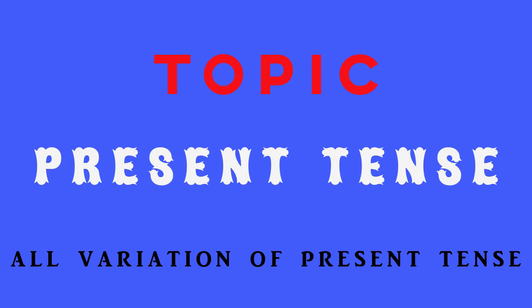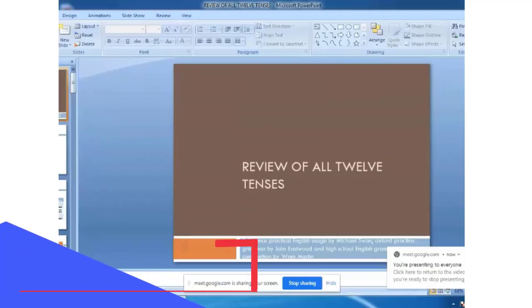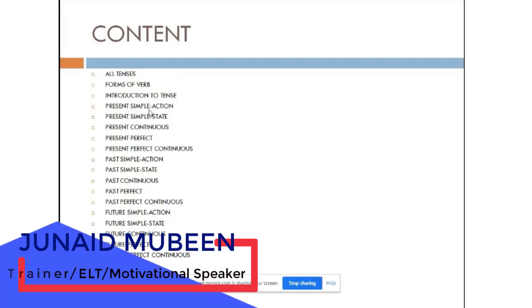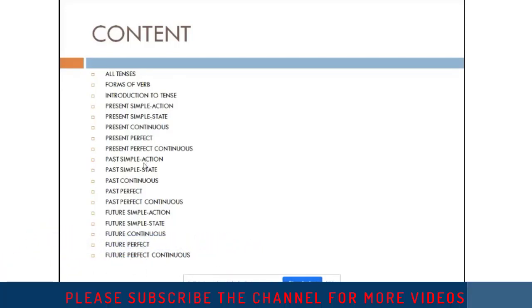Today we are going to study the review of all 12 tenses. In this class we are going to study all the tenses. This is the content list: forms of verb, introduction to tense, present simple, past, and so on. Okay, let's move on. This is the chart of all the tenses.